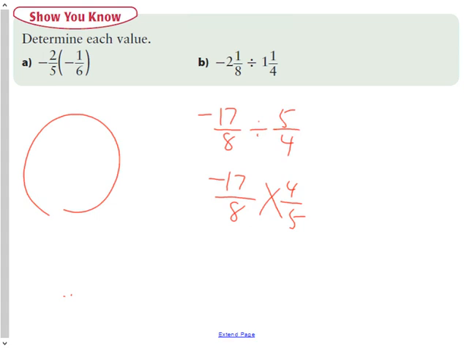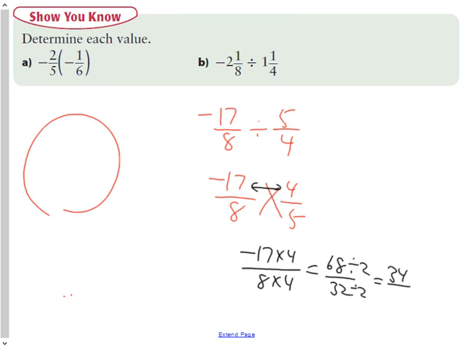If you didn't cross reduce, you would have multiplied your numerators here, negative 17 times 4 over 8 times 4, and you would have got 40 plus 28 is 68 over 32. You would have divided it by 2 to get 34 over, I think I made a mistake somewhere. Did I make a mistake? 40, 68, 32. No, I think that's right. Over 16, which is going to be 2.